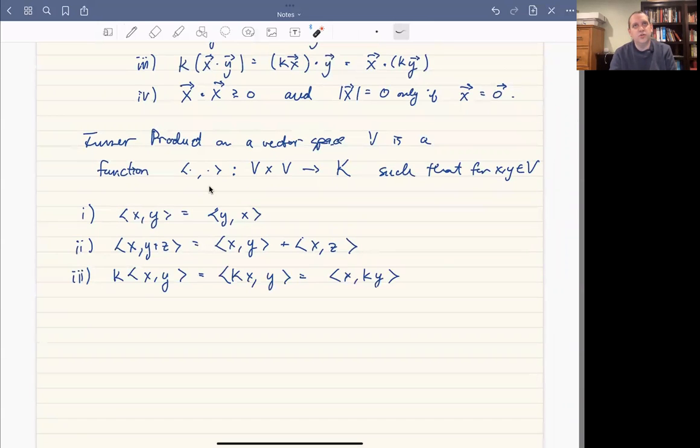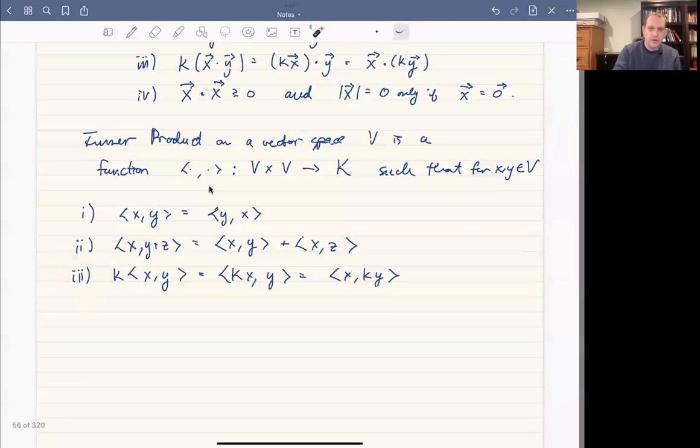We've basically only talked about vector spaces over the reals. If you talk about a vector space over the complex numbers, this third item gets a little bit more complicated, but for real values, this is how it works. Okay. And then the final thing here is that if you take the inner product of a vector with itself, it should always be greater than or equal to 0.